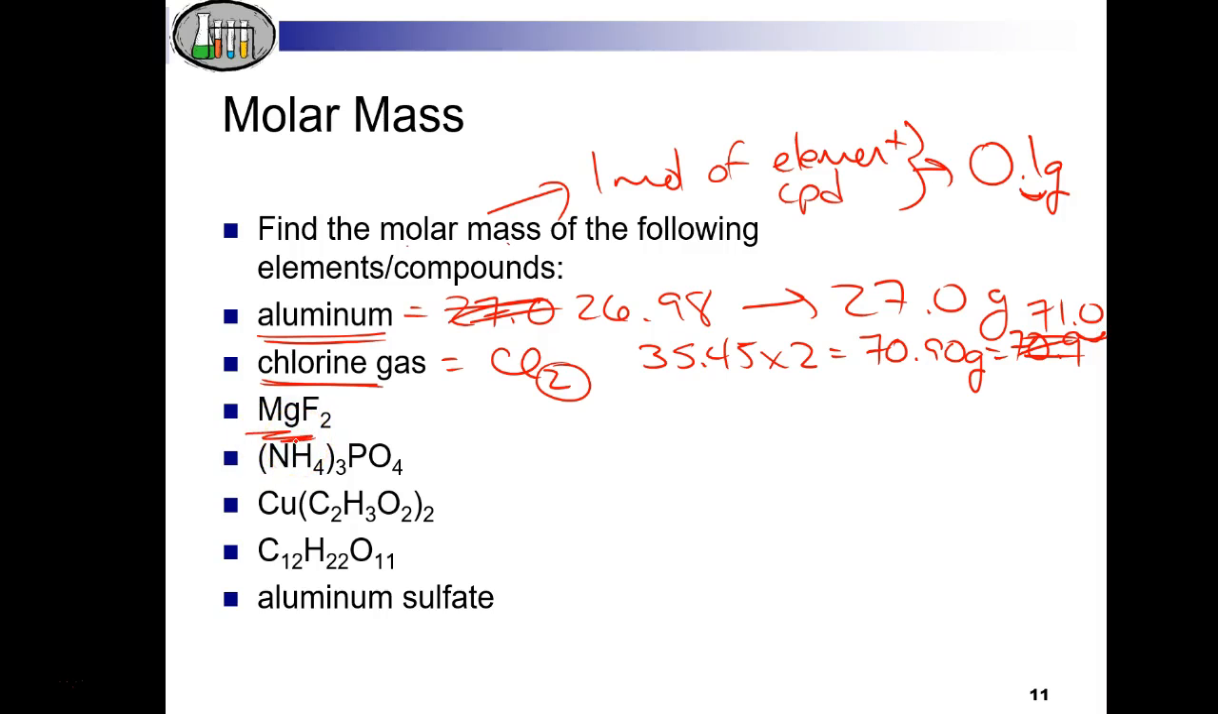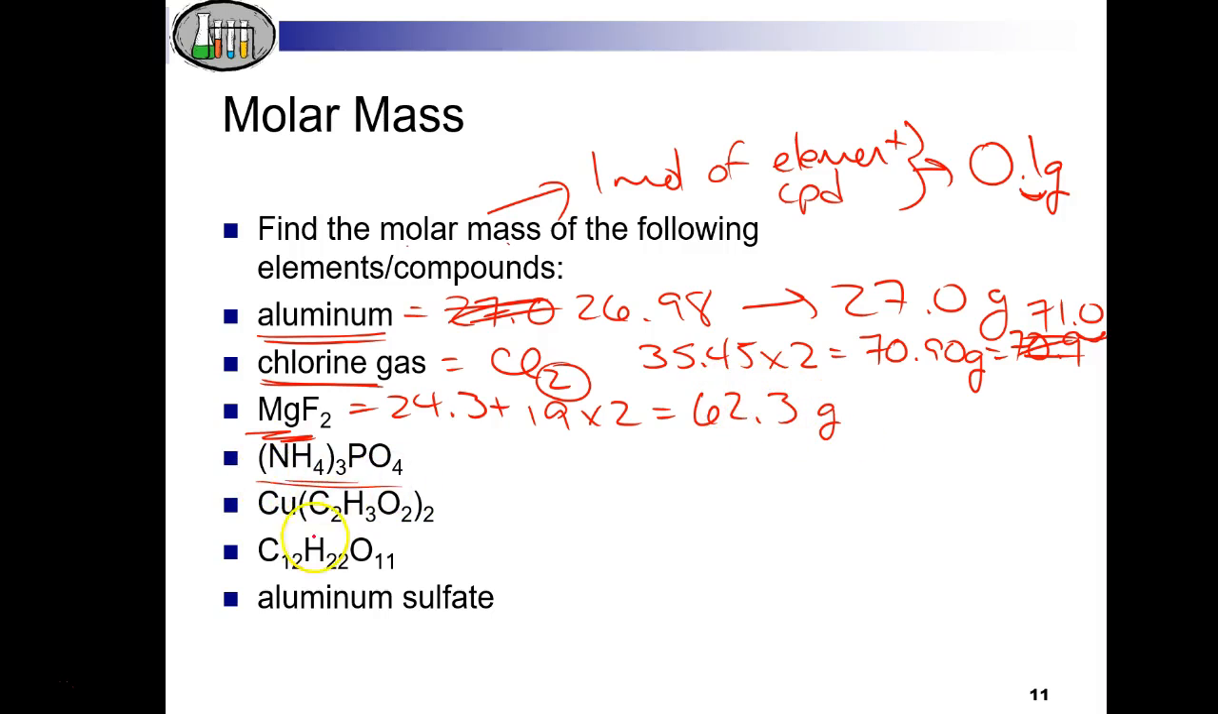Now let's look up this one. Magnesium on the periodic table says 24.31, so I'm going to call that 24.3. And then the fluorine says 19, or 18.99 something. We're going to call that 19 times 2. I'm going to add that up on my calculator, and it says 62.3 grams.